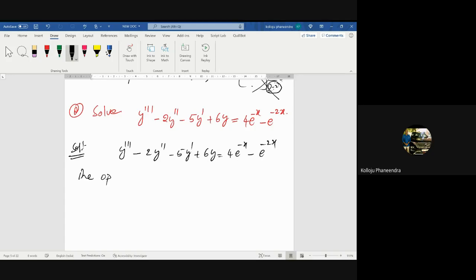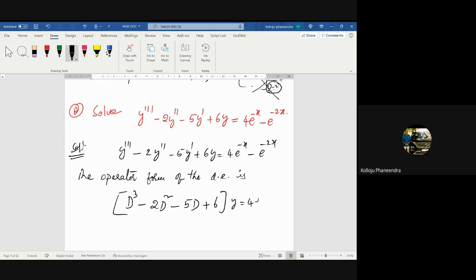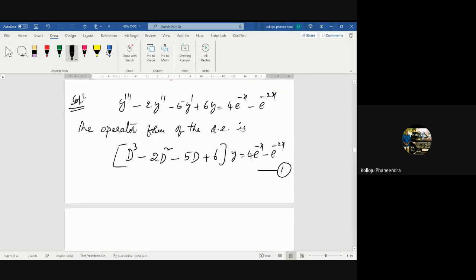First write the operator form. The operator form of the differential equation is, what is the operator form? D cube, 2d square, 5d, and 6, y equal to what? 4 e to the power of minus x, e to the power of minus 2x. See, the right side function is not 0, so it is a non-homogeneous differential equation. So how to solve?